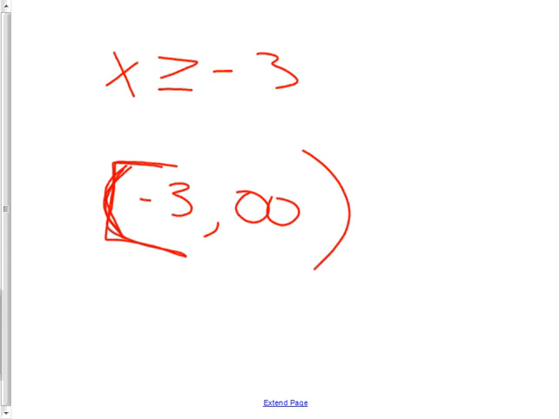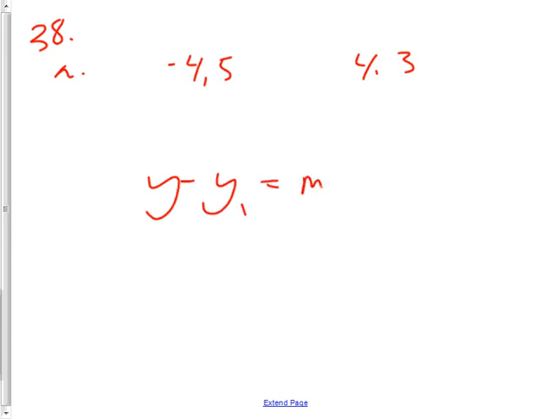38A. Alright, so it says the line through the points negative 4, 5 and 4, 3. First off, I'm going to look for an equation that you should know. You guys remember that equation? That equation is used where I know 2 points, this point and this point, and I put those points into this equation.